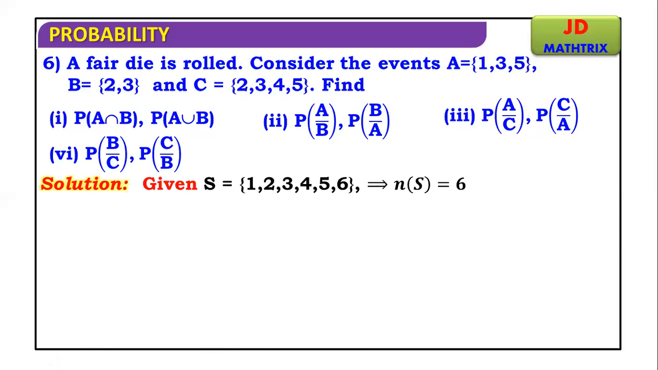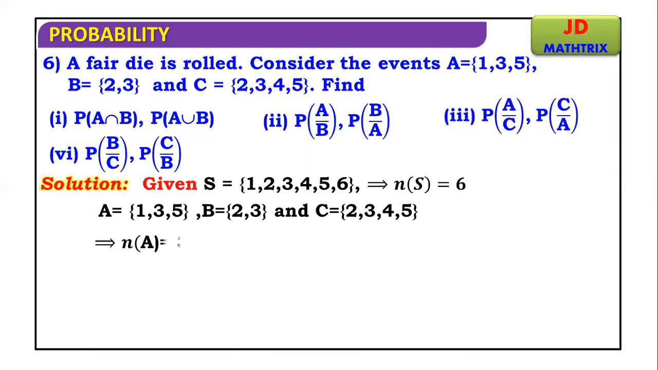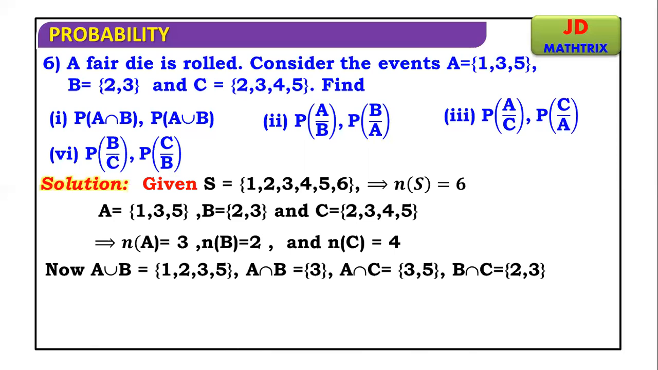Given the sample space S when a die is rolled, S is equal to 1, 2, 3, 4, 5, 6. So that implies n of S is equal to 6. And also we are given the sets A, B, C. Therefore n of A equal to 3, n of B equal to 2, n of C equal to 4. That implies P of A is equal to 3 by 6, or we can write A union B, A intersection B, A intersection C also. Without writing also we can do this.